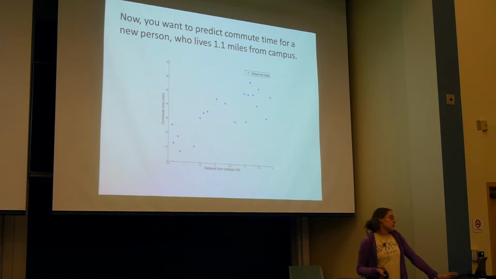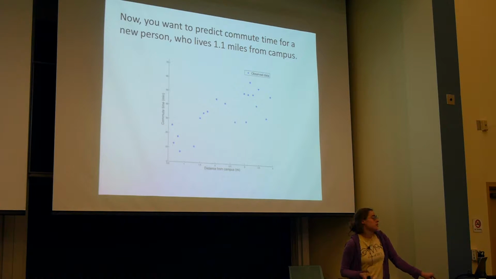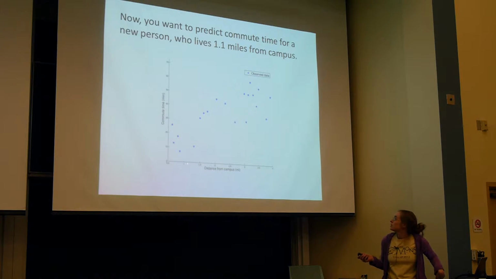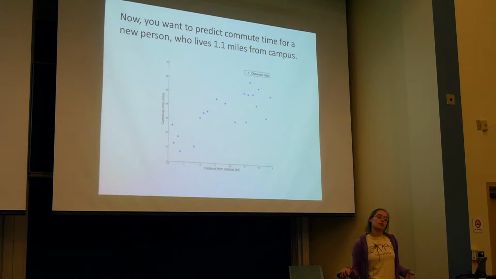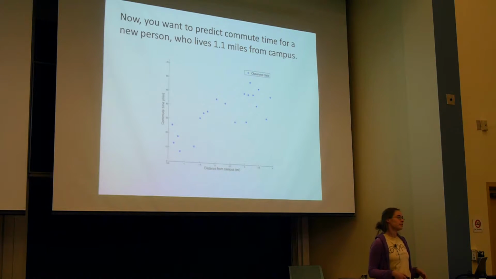So now, with this information, you want to predict the commute time for a new person who lives 1.1 miles from campus. So that would be about right here. We don't have anyone who's really living at that point, so we don't already know the answer. We'd like to predict what it's going to be. So does anyone have any ideas about what to do?